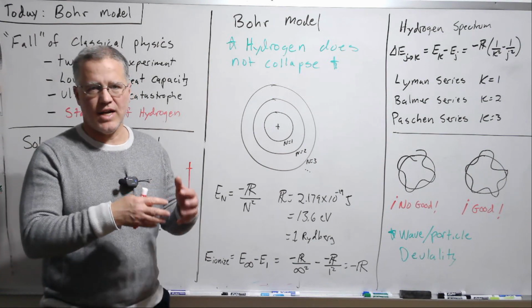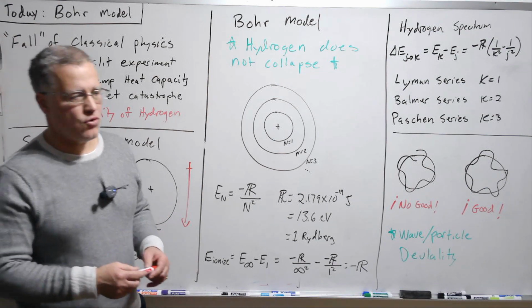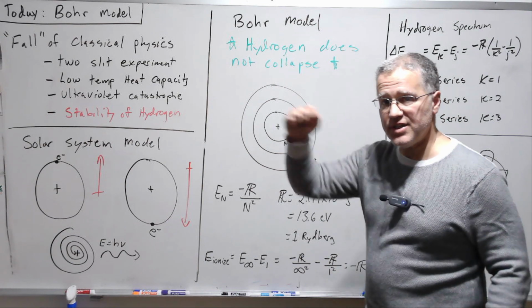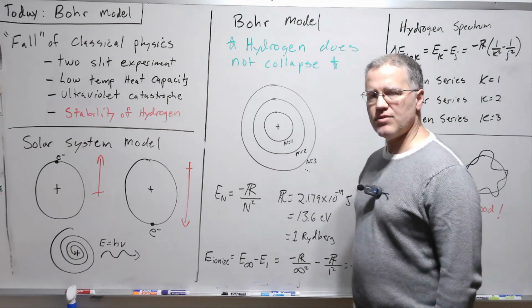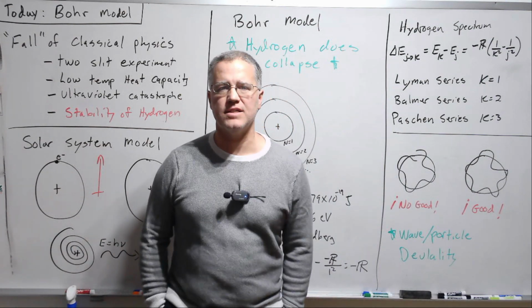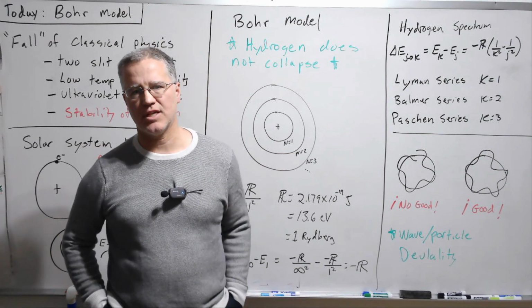Maybe this isn't quite a solar system model. And that's what Bohr did. The premise here is that we say hydrogen does not collapse, right? So we're going to start with that. And then we're going to take another experimental clue, and that is hydrogen's electromagnetic spectrum.